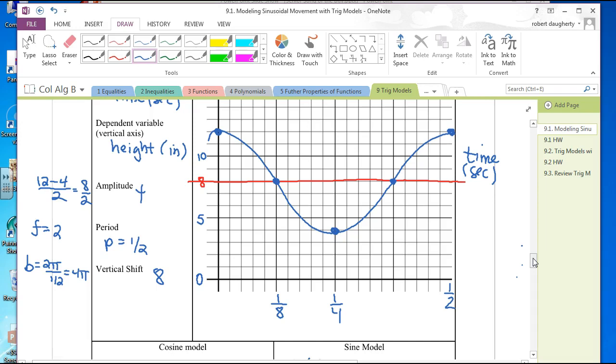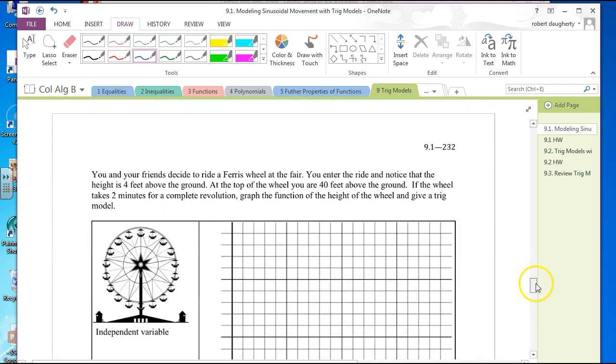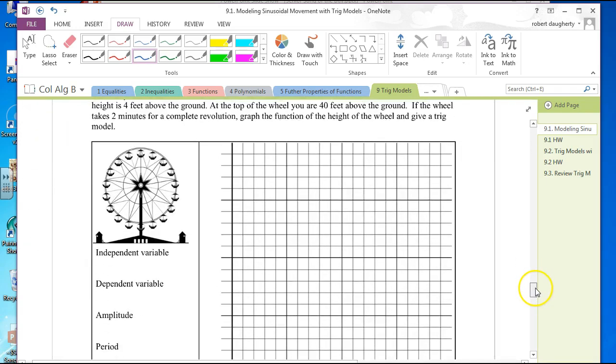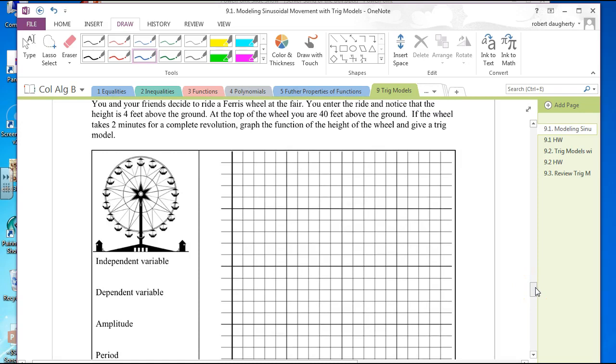Let's look at another example. Good, we have a good example, Ferris wheel. You and your friends decide to ride the Ferris wheel at the fair. You enter the ride and notice that you're 4 feet above the ground. At the top of the wheel, you're 40 feet from the ground. If the wheel takes 2 minutes for a complete revolution, graph the function of the height of the wheel and give a trig model.